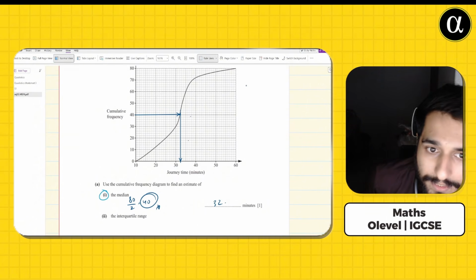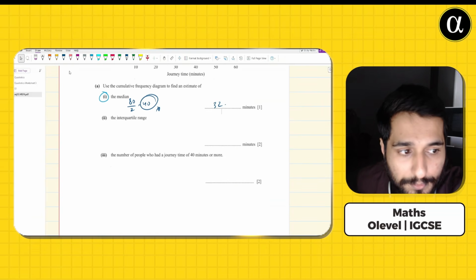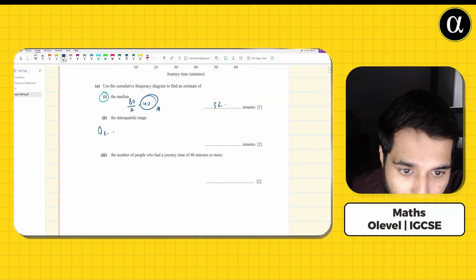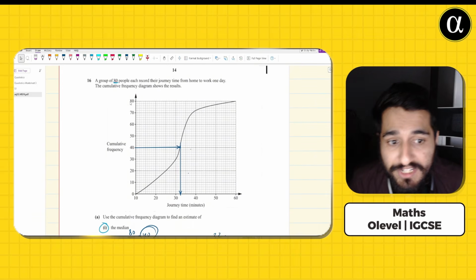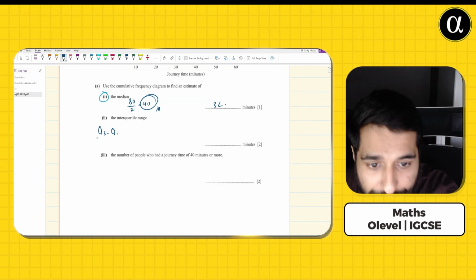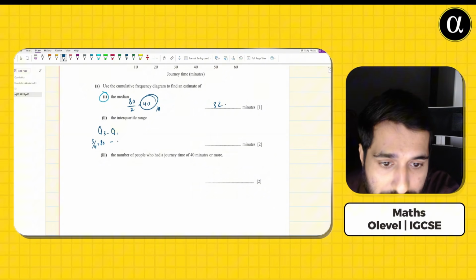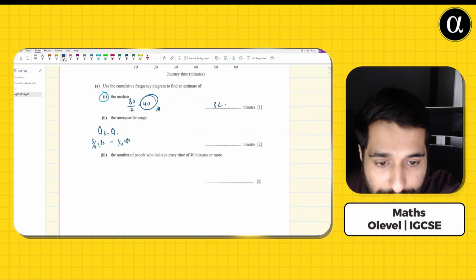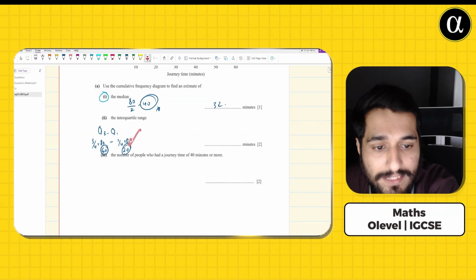Now what's the interquartile range? Interquartile range is the upper quartile minus the lower quartile, which can also be written as Q3 minus Q1. And how do you solve this? Q3 is the 75th percentile, which is 3/4 of 80, and Q1 is 1/4 of 80. So 3/4 of 80 gives you 60, and 1/4 of 80 gives you 20. Now keep in mind, we cannot subtract these values directly.